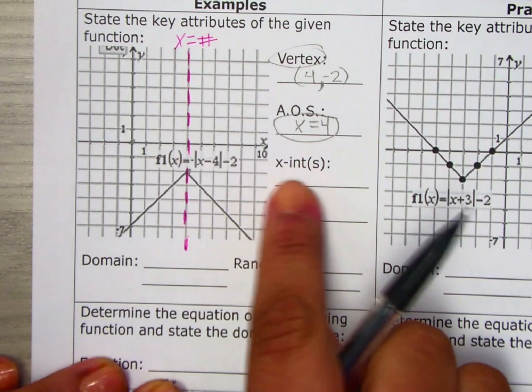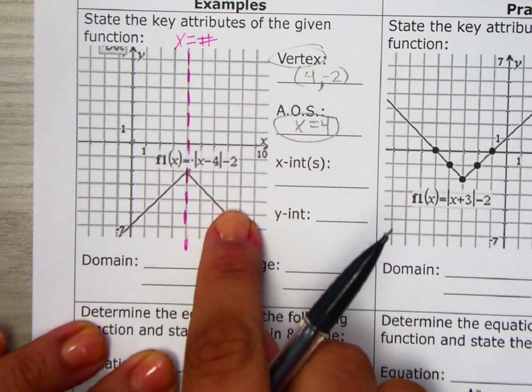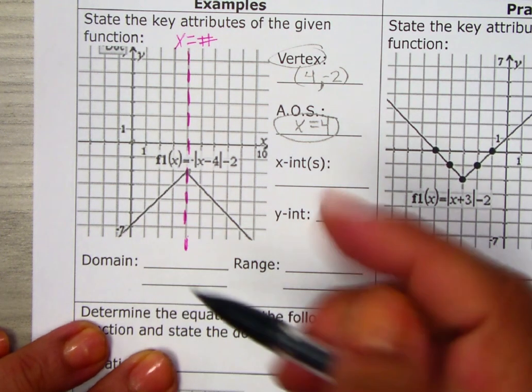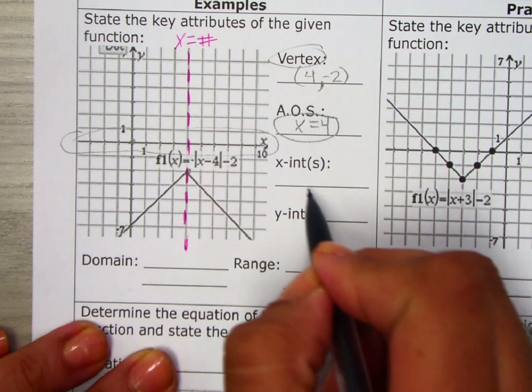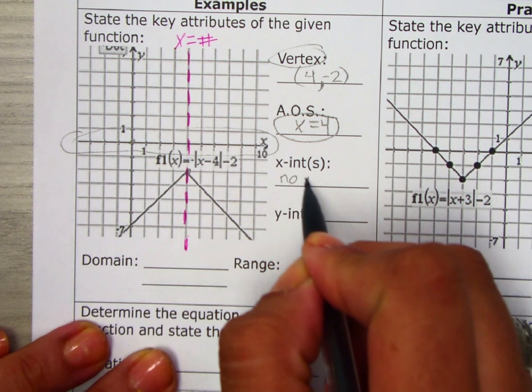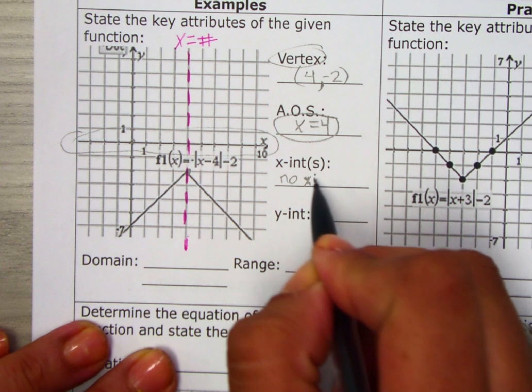Next, we have the x-intercepts. This specific function graph right here seems to not have any x-intercepts, as it's not touching the x-axis at all. So we can just say no x-intercepts.